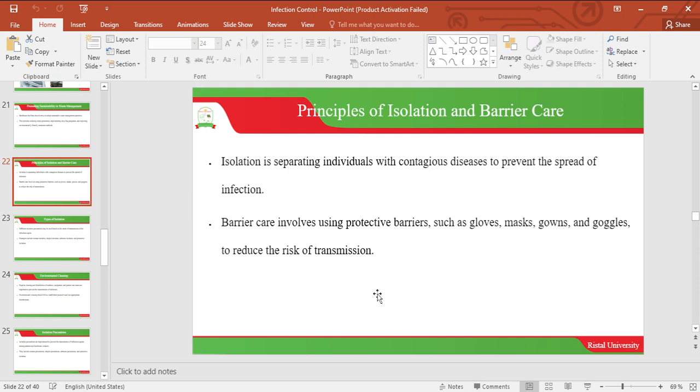Let's look at the principles of isolation and barrier nursing. Isolation refers to separating individuals with contagious diseases to prevent the spread of infection. Barrier care involves the use of protective barriers such as gloves, masks, gowns, and goggles to reduce the risk of infection.